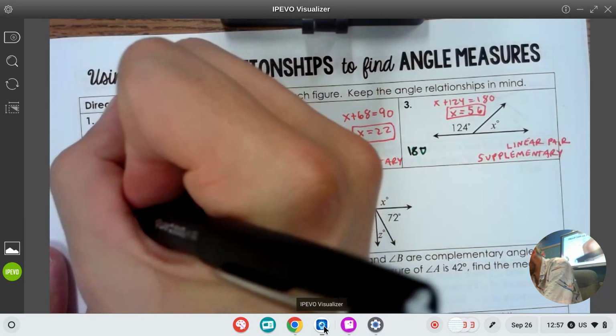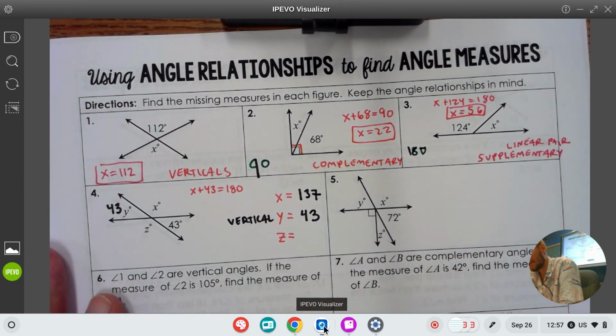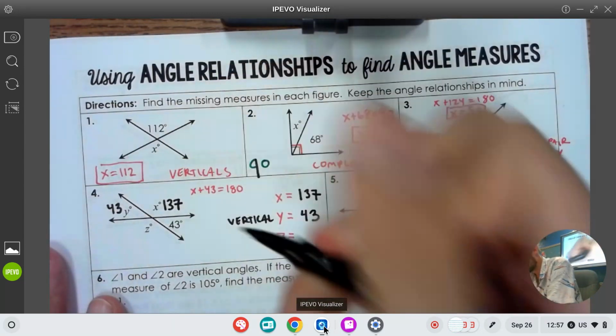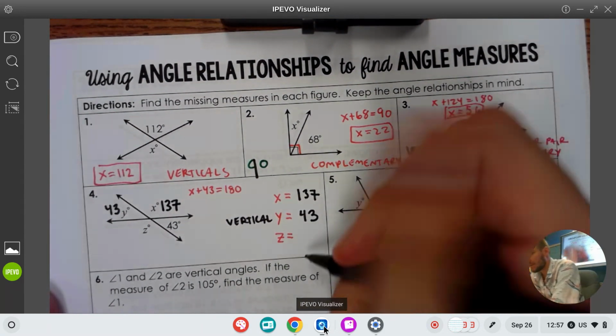And so if we know that 43 is vertically across from 43, and then we know that 137 is the X value, what is the Z value going to be? Yeah, it's also going to be 137.